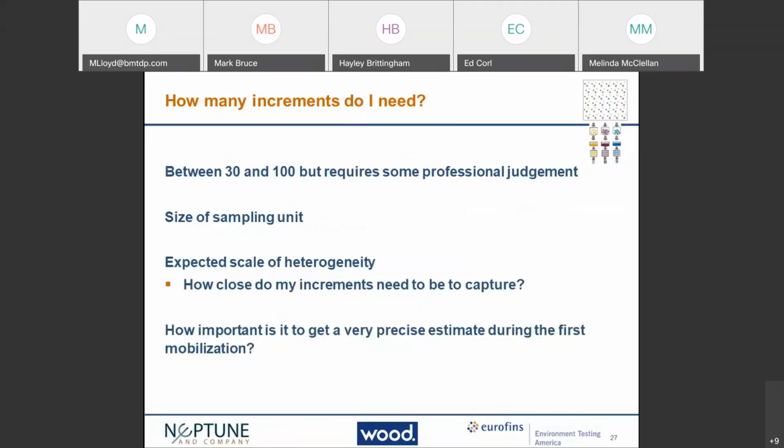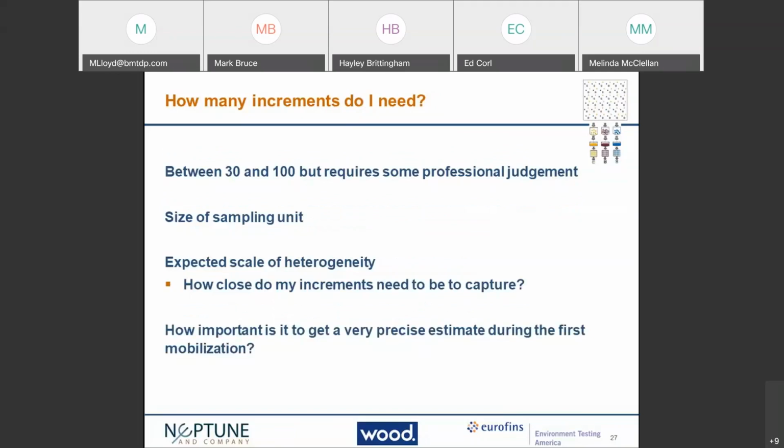And the last question I want to talk about related to planning is how many increments you need to collect for each ISM sample. And that's usually going to be between 30 and 100, but it does require some level of professional judgment. So the factors you want to consider are the size of your sampling unit. So for example, if your sampling unit is very large, you're probably going to want to collect more increments so that they can be closer together.